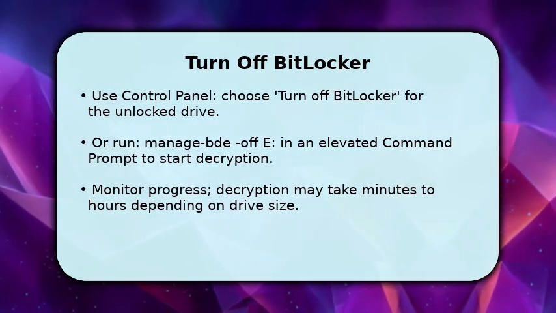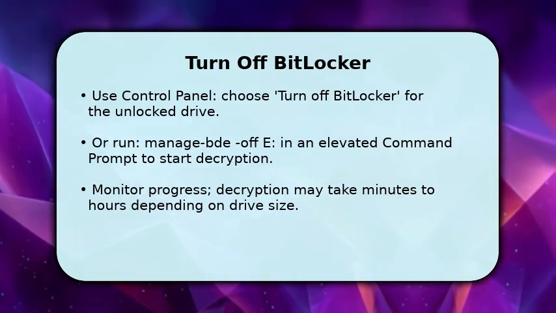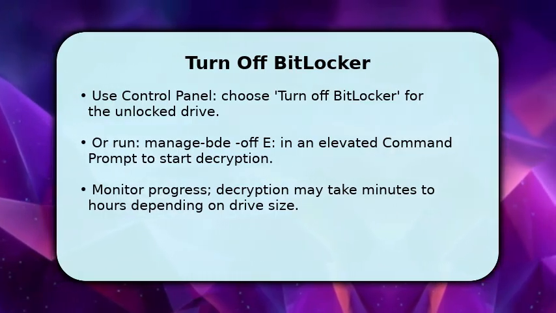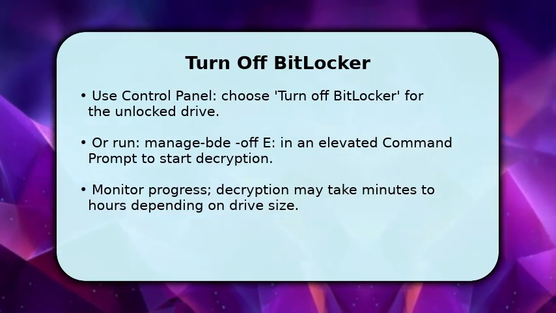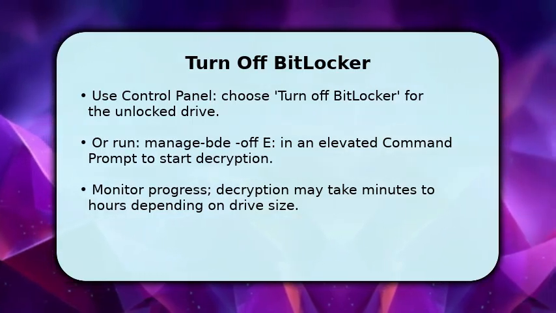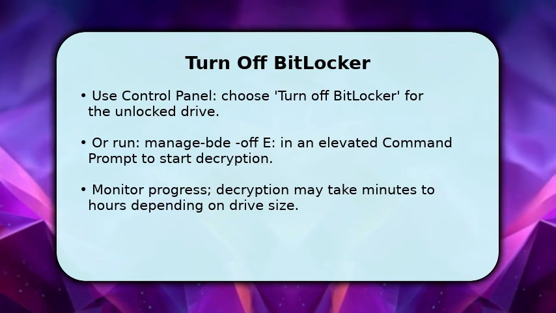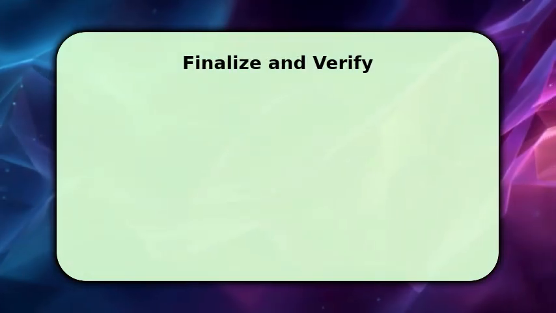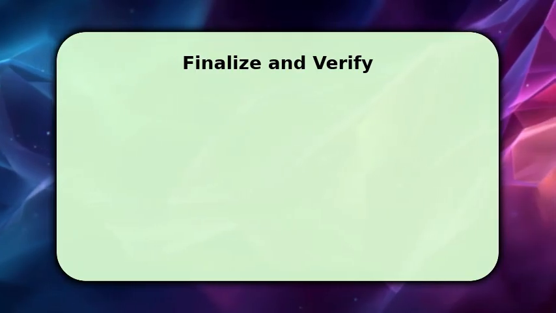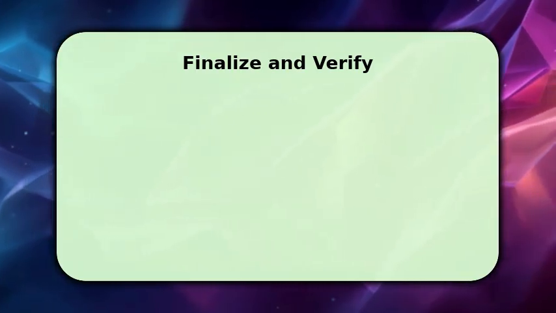Decryption runs in the background. Monitor with manage-bde -status E: or the BitLocker UI to see percent complete. Make sure your computer stays powered and the USB stays connected until decryption completes. Verify with manage-bde -status E: or check the BitLocker UI. You should see protection off and percent encrypted at 0.